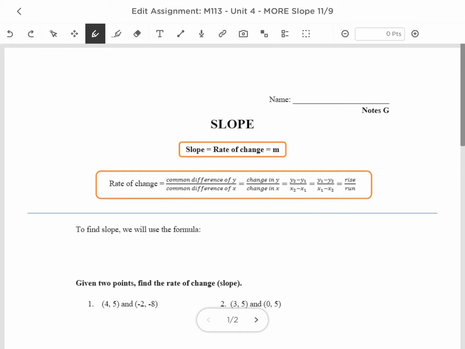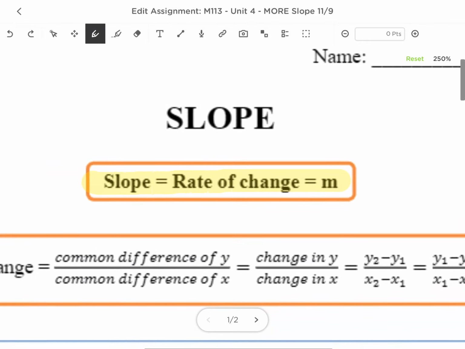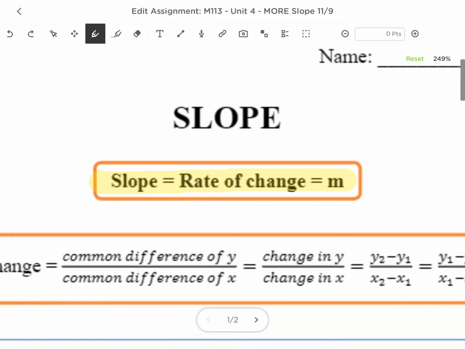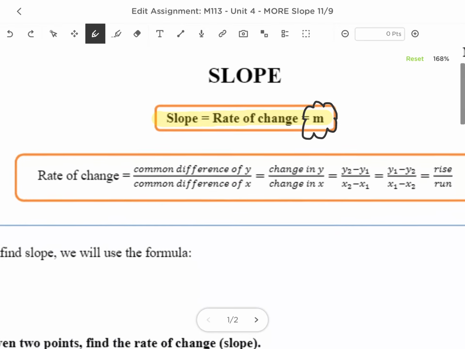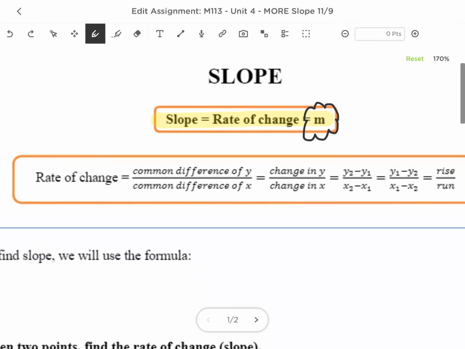All right, today is our second day working on slope. As a reminder, the term slope is also used to designate the rate of change, and it is designated by the letter M. So we have slope, which is the same as rate of change, which is designated in equations by the letter M. We talked about this again last class.